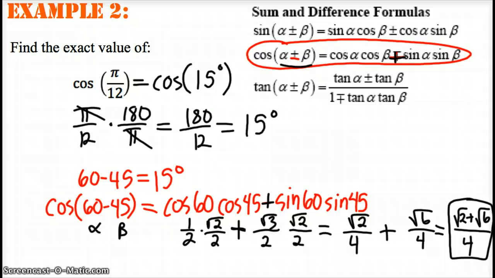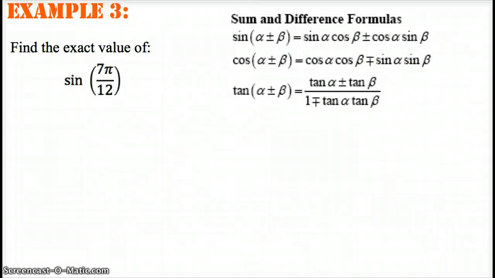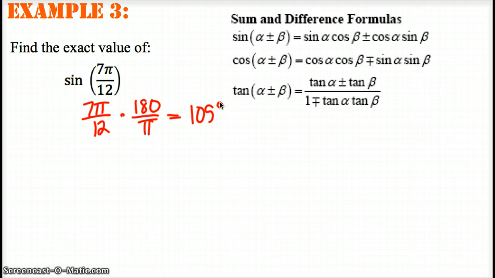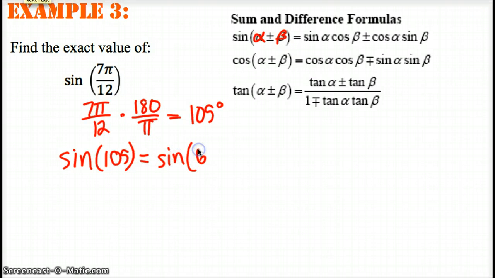They get a little bit trickier, but we're once again going to go straight from radians to degrees. For example number 3, I'm going to take 7 pi over 12, and I'm going to convert it to degrees by doing 180 over pi, and I'm going to get 105 degrees. Okay, 105 degrees. So I'm going to work with 105 degrees, and it looks like I'm doing the sine of 105. Remember, we want to stay in quadrant 1 and find an alpha and a beta that either add or subtract to 105. Since it's bigger than 90, I'm probably going to do addition. And in this case, you're going to do addition of 60 plus 45.